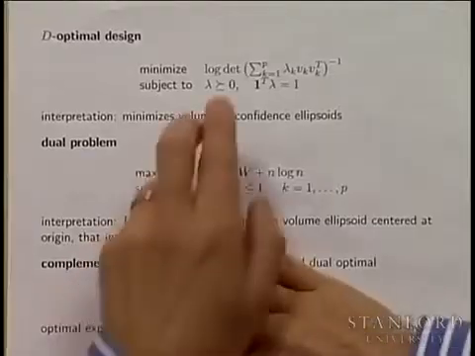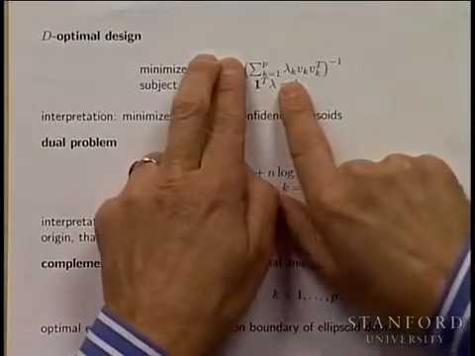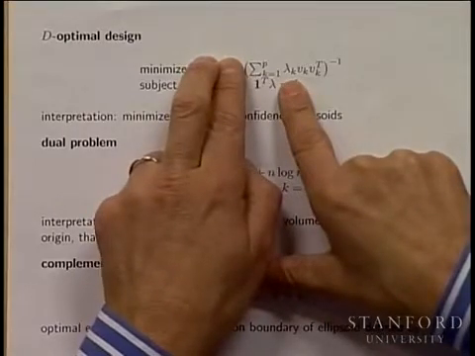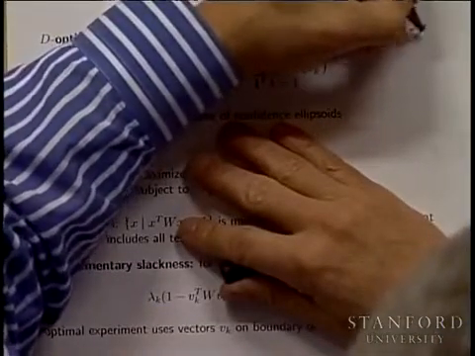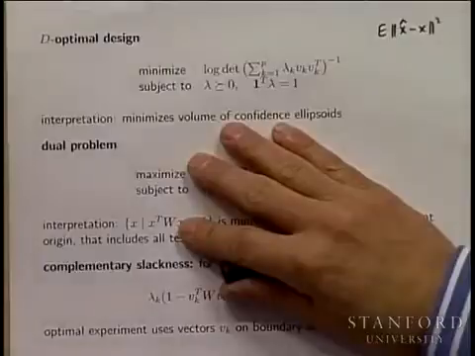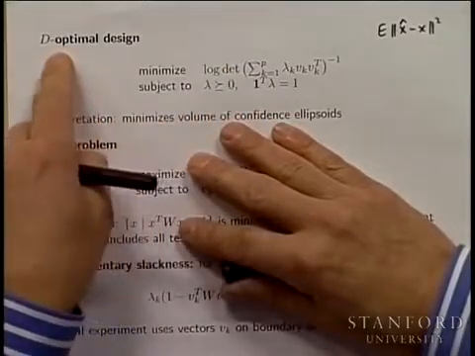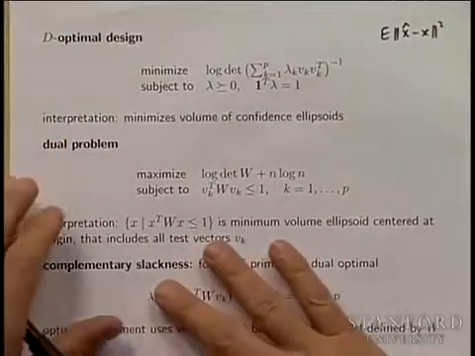There are others. If you minimize the trace of this, which by the way has another beautiful interpretation. The trace, by the way, is the expected value of the norm squared of x hat minus x true. So if you minimize the trace, that's called A-optimal design. And there are others, such as E-optimal design, and they go on and on.